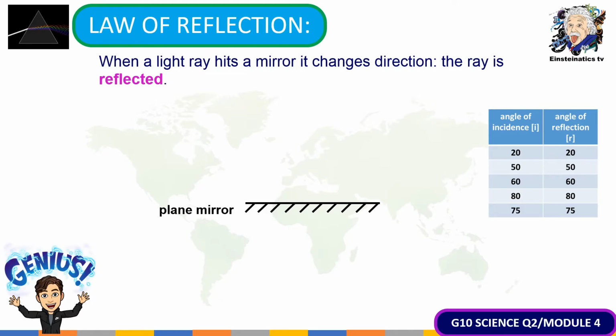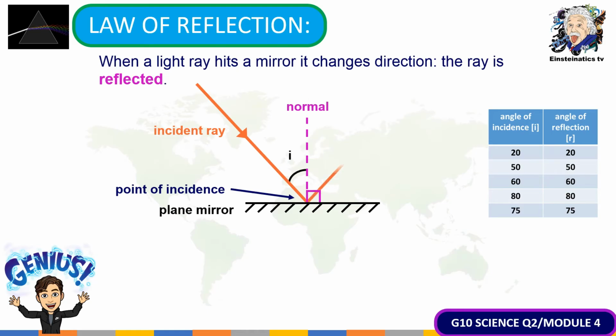So, pag ang isang light ray ay tumama sa mirror or isang salamin, it changes direction and the ray is reflected. So, yung ray na tumama sa salamin is tinatawag na incident ray at kung saan siya tumama, yan yung tinatawag na point of incidence. Okay? Tapos yung ray naman that had been reflected or bounced back, that is what you call as reflected ray.